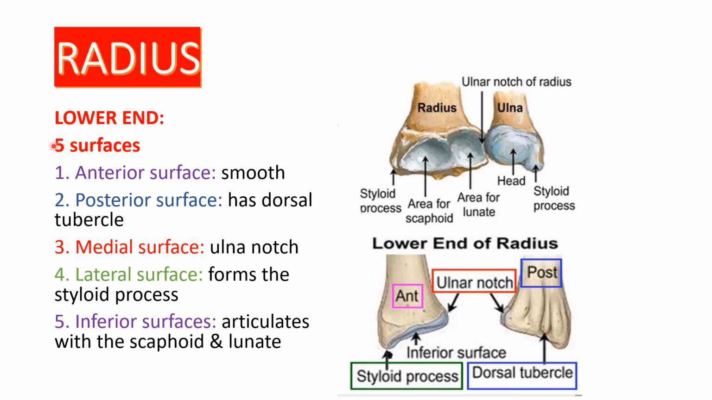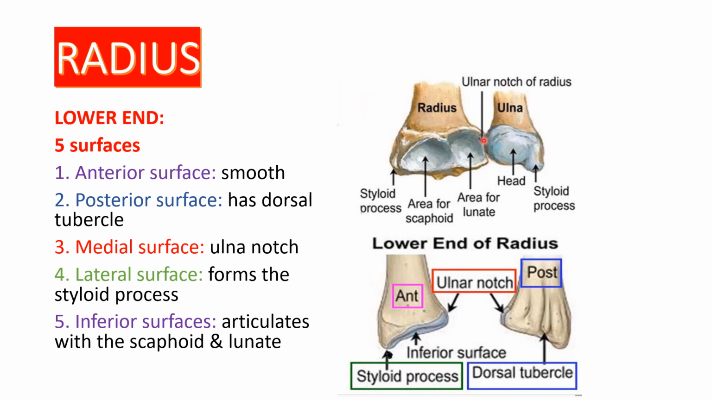It has the anterior surface. This is the anterior surface, a very smooth surface. Then it has a very rough surface, which is the posterior surface. There's a landmark for the posterior surface, which is the dorsal tubercle. Now we have the medial surface, forming the ulnar notch of the radius.